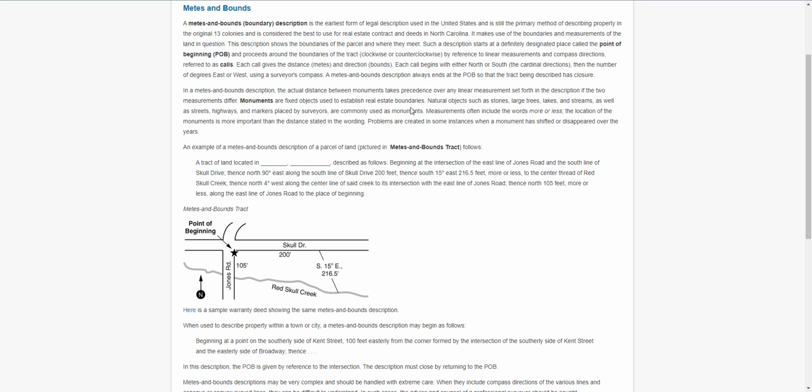I like that. In a metes and bounds description, the actual distance between monuments takes precedence over any linear measurement set forth in the description if the two measurements differ. Monuments are fixed objects used to establish real estate boundaries. Natural objects such as stones, large trees, lakes, streams, as well as streets, highways, and markers placed by surveyors are used as monuments. Measurements often include the words more or less. The location of monuments is more important than the distance stated in the wording. Problems are created in some instances when a monument has shifted or disappeared over the years.